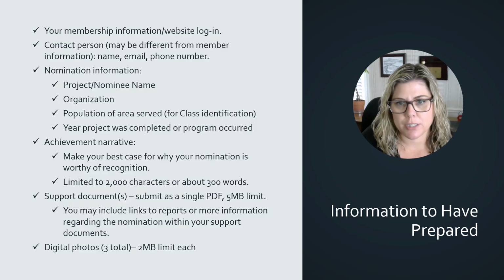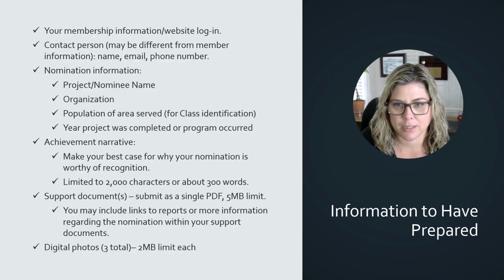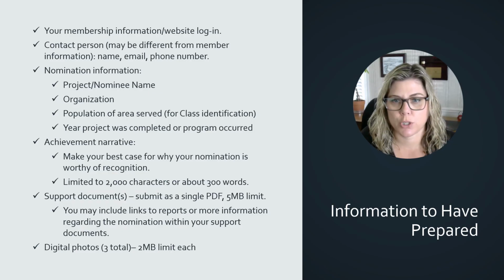Your achievement narrative is probably the most important part of the application or the nomination process. Make sure you are making the best case for why your nomination is worthy of recognition. This is your opportunity to tell your story and talk about the real impact that your nominee has had on the community or the nomination has had for the people that you serve. This awards narrative is limited to 2,000 characters or about 300 words. So you want to be succinct and concise.